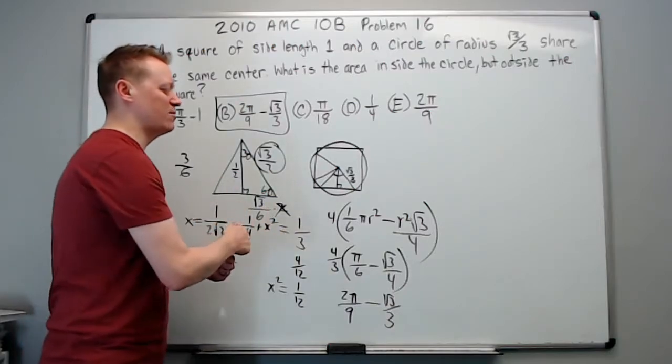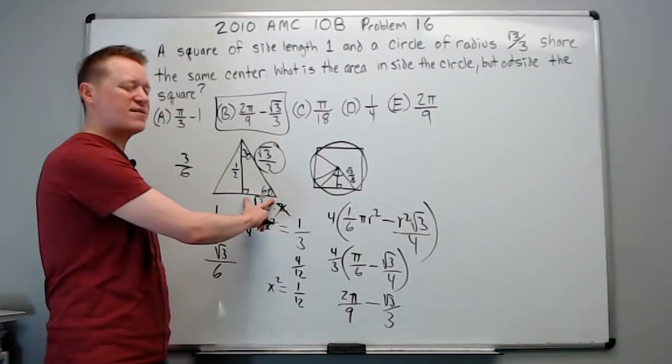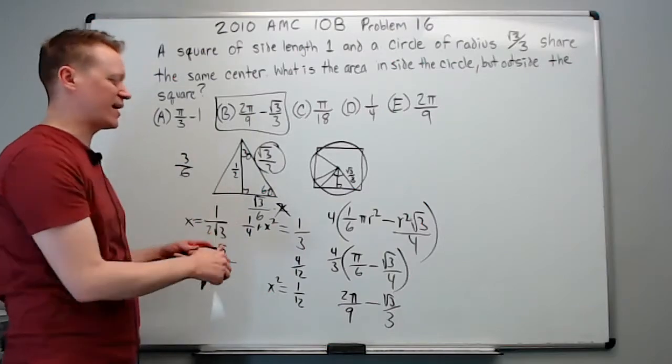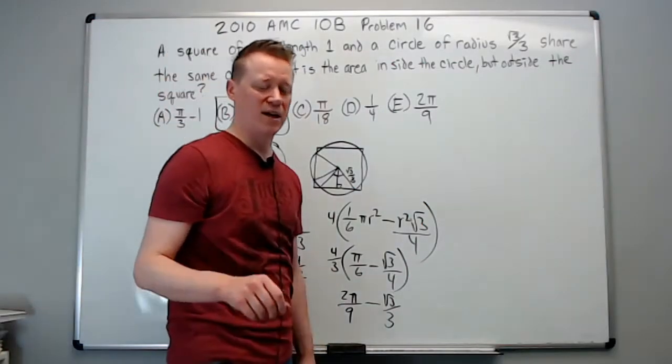Just keep finding more pieces of information. Maybe that third side will trigger, and it sure as heck did. We've got the problem solved, and we're on to 17.